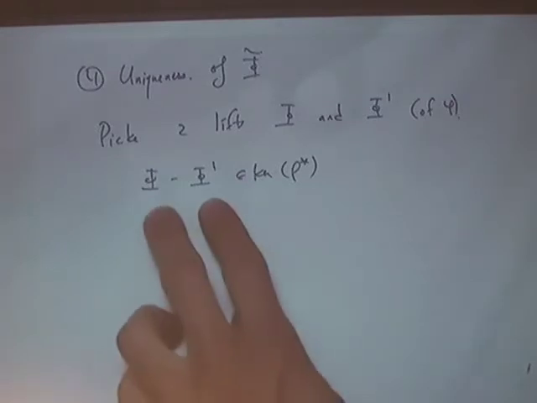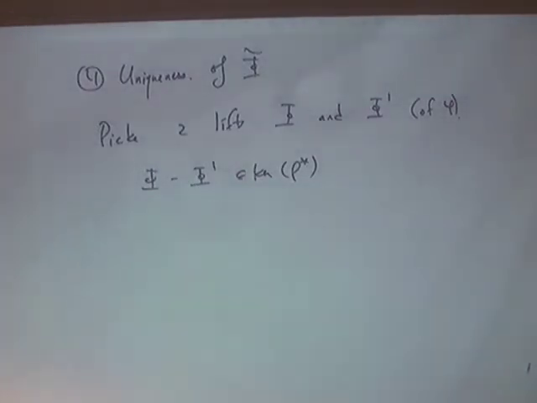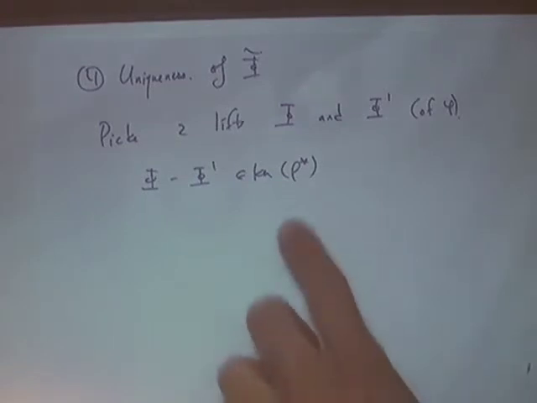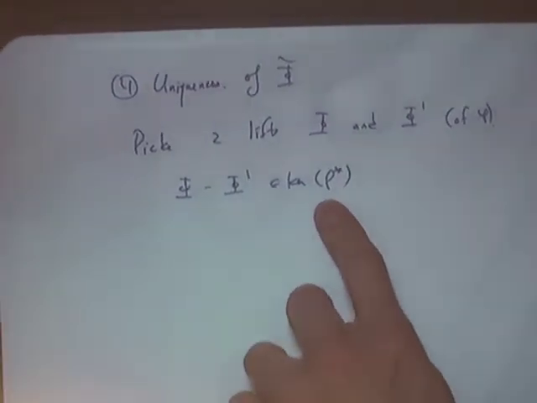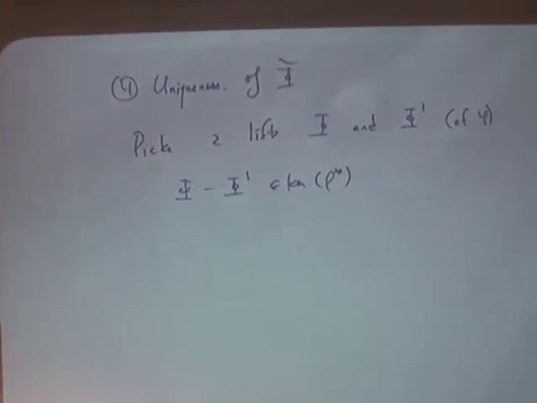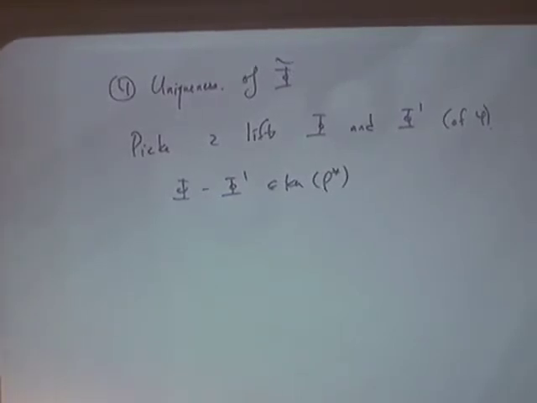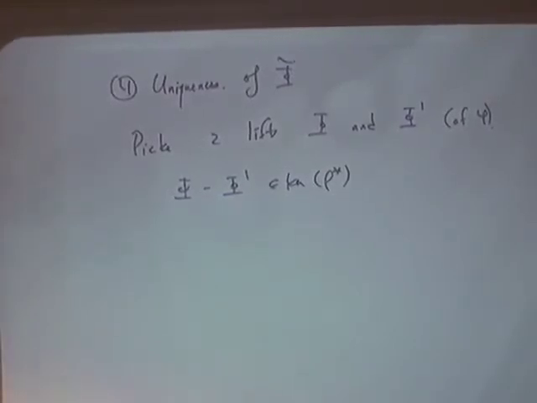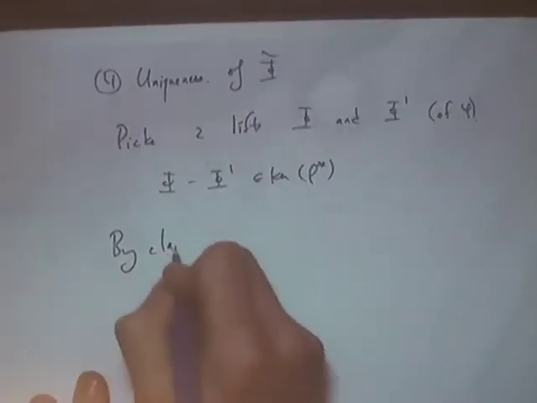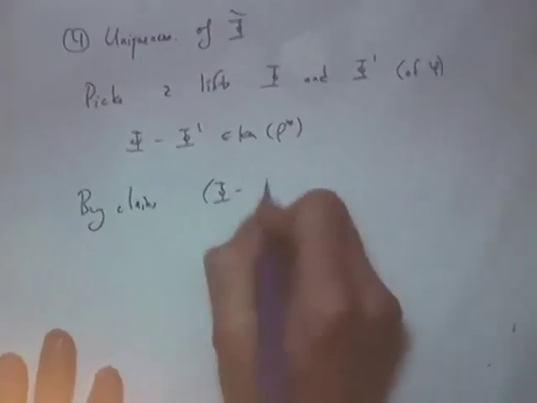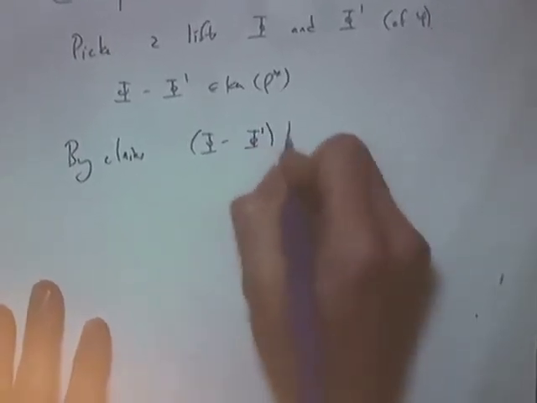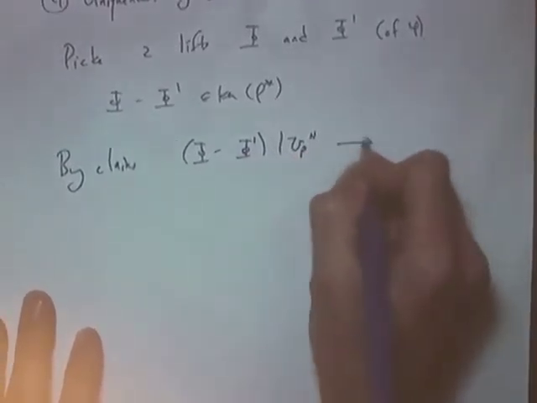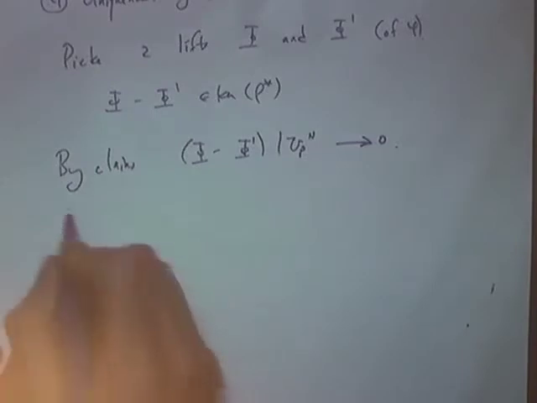So it's enough to check that this difference, when I apply U_p over lambda to it many times, goes to 0. But it's in the kernel of specialization. And what we just checked through the last claims and subclaims is that when you have things in the kernel of specialization and you apply U_p to them, they go to 0. So by the previous claims, phi minus phi prime, U_p to the n, tends to 0. So that's it.